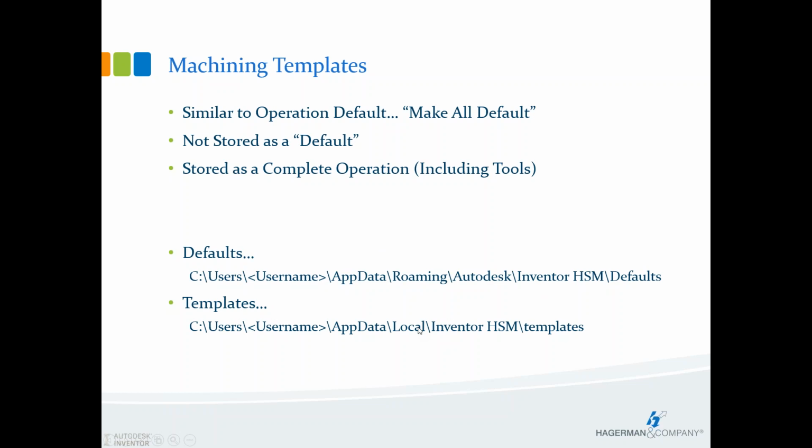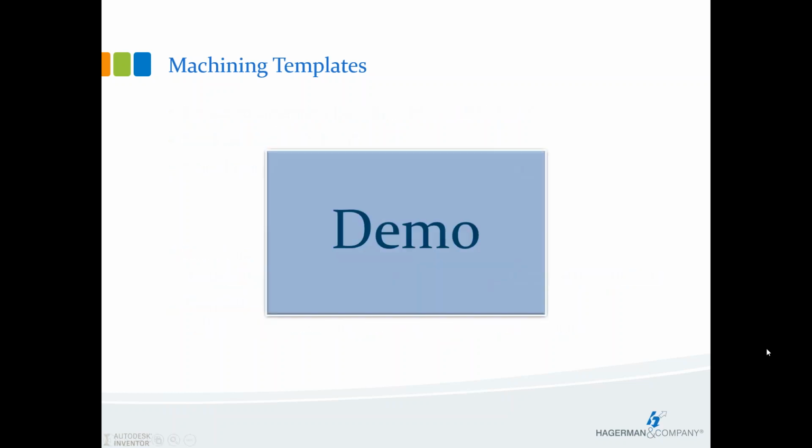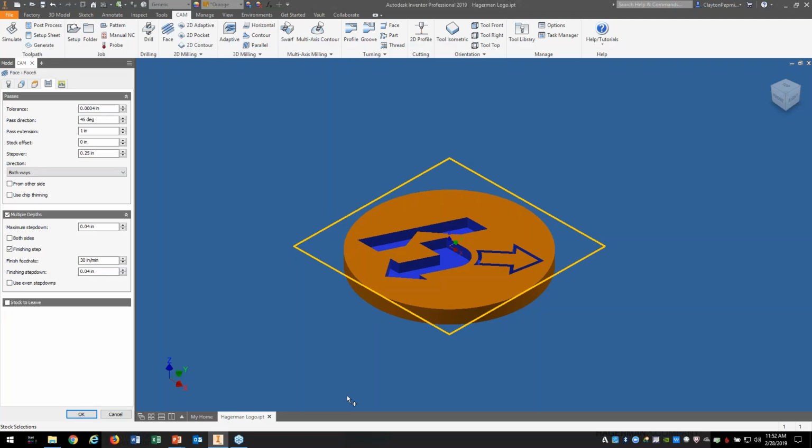I actually have 2 locations listed here on the bottom of this slide. It stores the complete operation, including the tools being used. So it's kind of like setting defaults, but it's operation specific. With that being said, let me jump out to the product real quick.